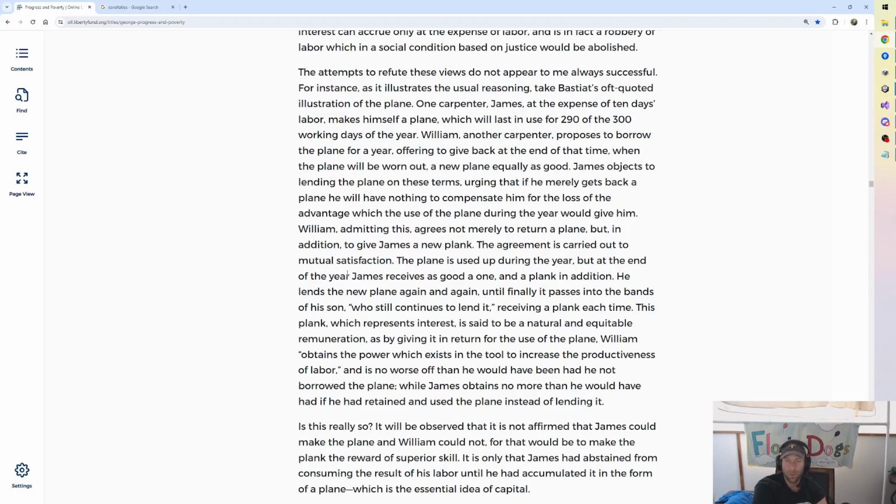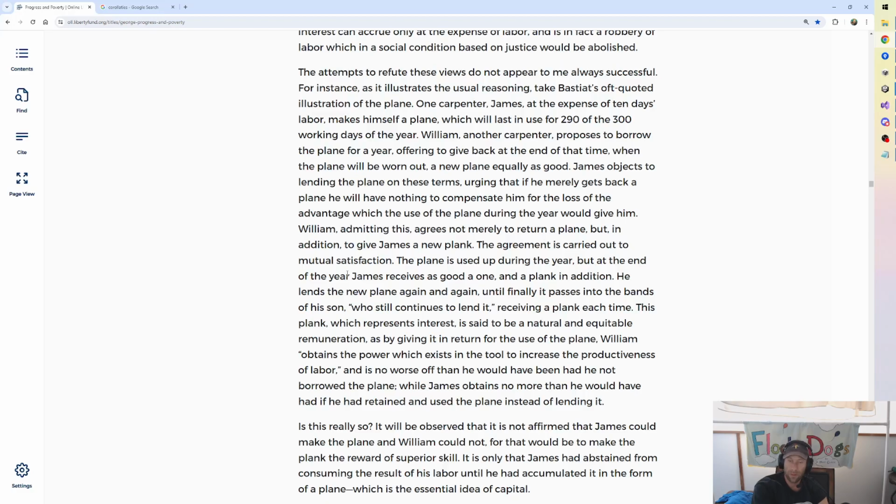He lends the new plane again and again, until finally it passes into the hands of his son, who still continues to lend it, receiving a plank each time. This plank, which represents interest, is said to be a natural and equitable remuneration, as by giving it in return for the use of the plane, William, quote, obtains the power which exists in the tool to increase the productiveness of labor, end quote, and is no worse off than he would have been had he not borrowed the plane, while James obtains no more than he would have had if he had retained and used the plane instead of lending it.